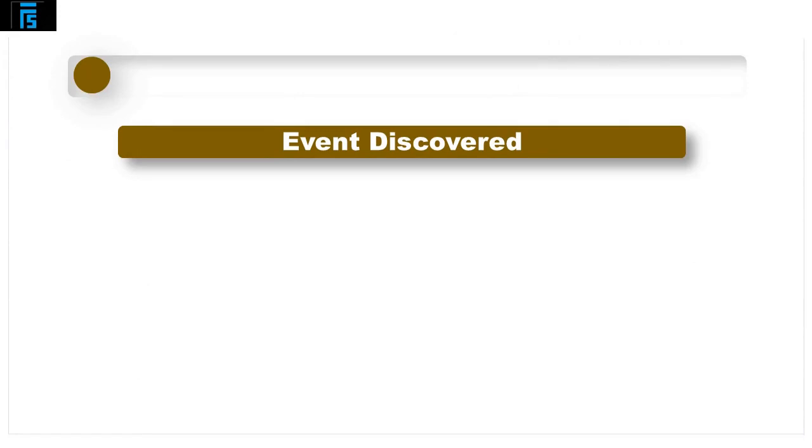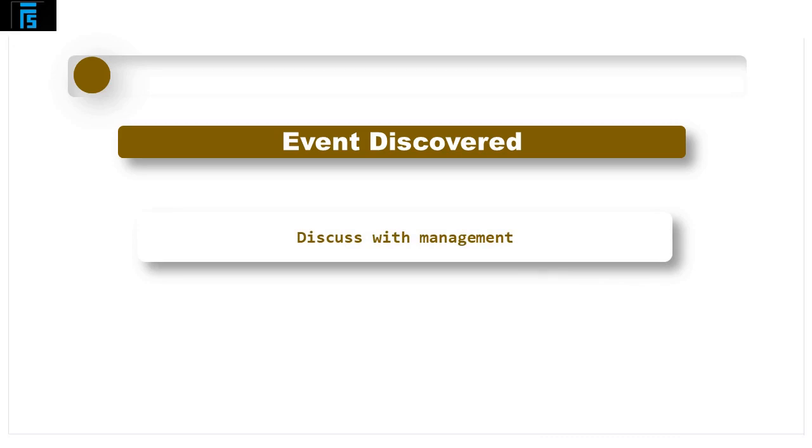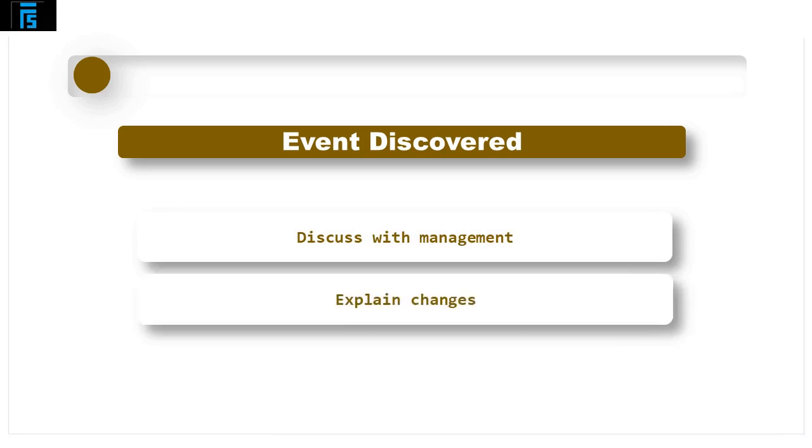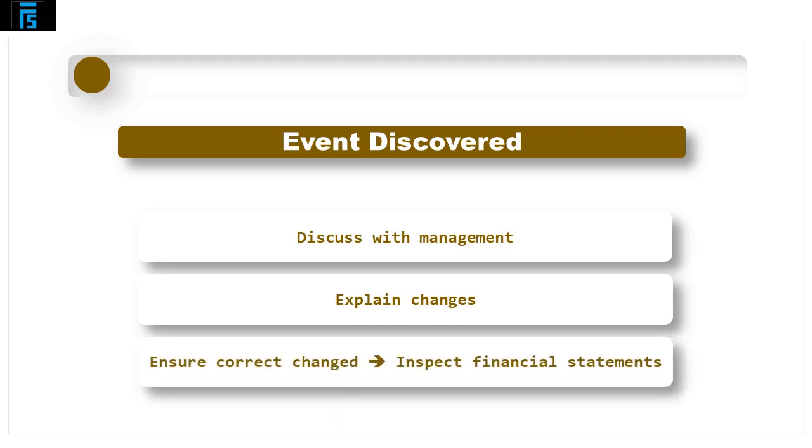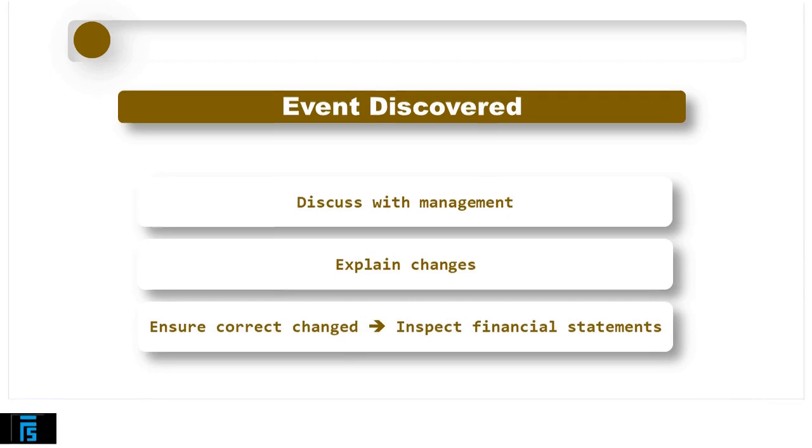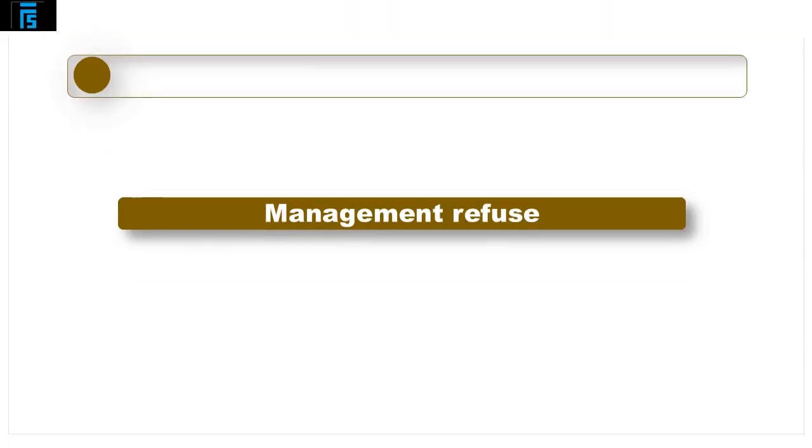If audit procedures identify events that have not been included correctly or omitted from the financial statements, the next step is to discuss these events with management. The auditor should explain the changes necessary to the financial statements. They should then inspect the financial statements to ensure amendments to the balances or disclosures have been made as discussed. If management refuse to amend the financial statements, there will be a misstatement in the financial statements.